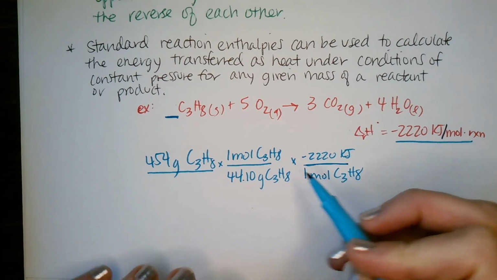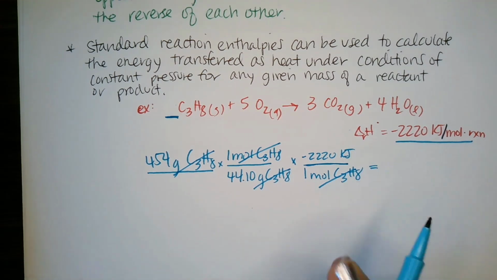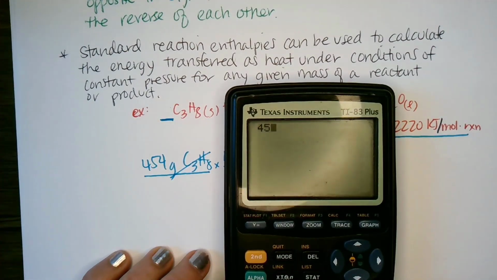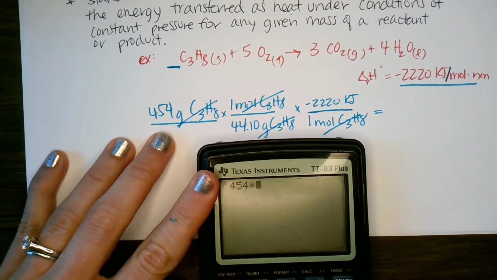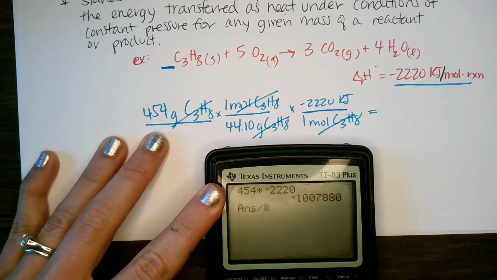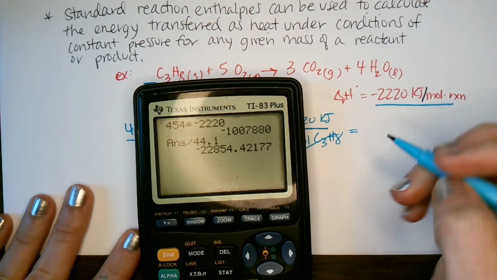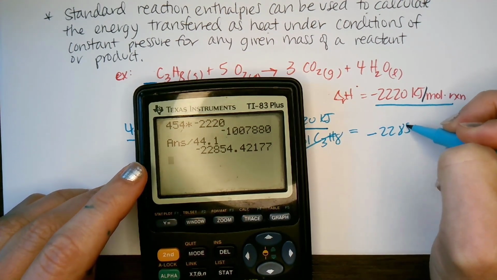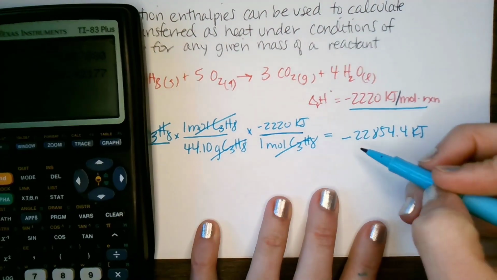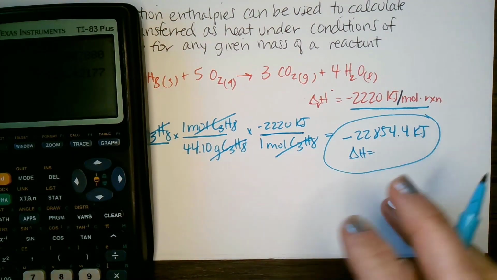Because look, this is kilojoules per mole. And we have grams cancel, moles cancel. I'm going to be left with kilojoules. So let's plug and chug here. I've got 454 times negative 2220 and divided by the molar mass, 44.1. And I get negative 22854.4 kilojoules for my delta H.